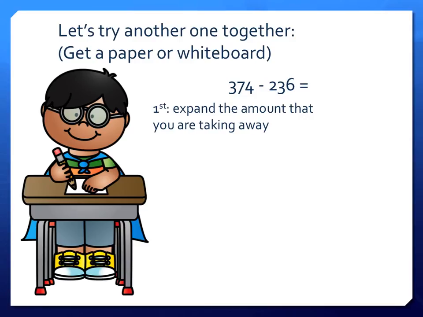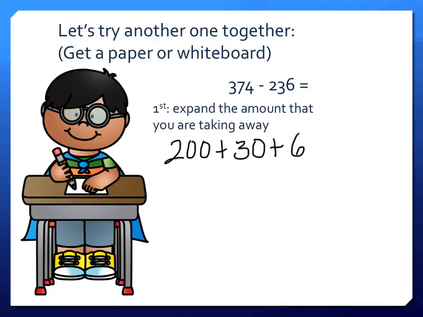Okay, let's try another one together. In just a minute, I'm going to ask you to get out your whiteboard or a piece of paper and a pencil, but don't do it yet. Listen for just a minute. We have a new problem, which is 374 take away 236. The first thing I need to remember is to expand the amount in the problem that you are taking away, which is the 236. So let's expand that together. 200 plus 30 plus 6.